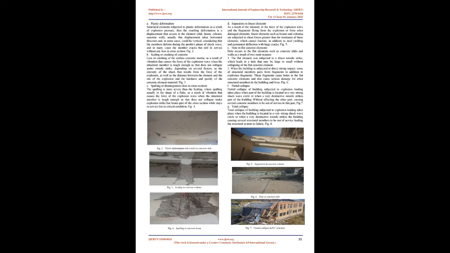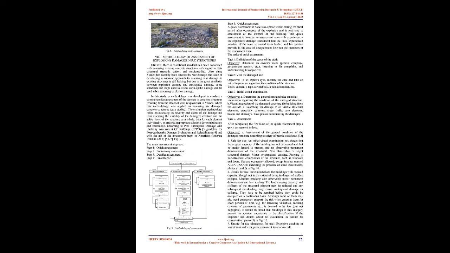Fig. 3. C. Spalling or disintegration, loss in cross-section. Spalling is more severe than scaling, and usually takes the shape of a flake, as a result of vibration caused by the force of the explosion wave, when the structural member is tough enough that it does not collapse under explosion strike but loses part of the cross-section while staying in service, but in critical condition. Fig. 4.